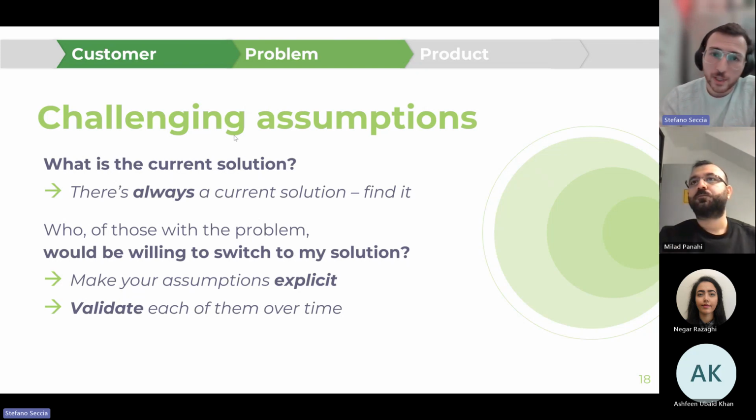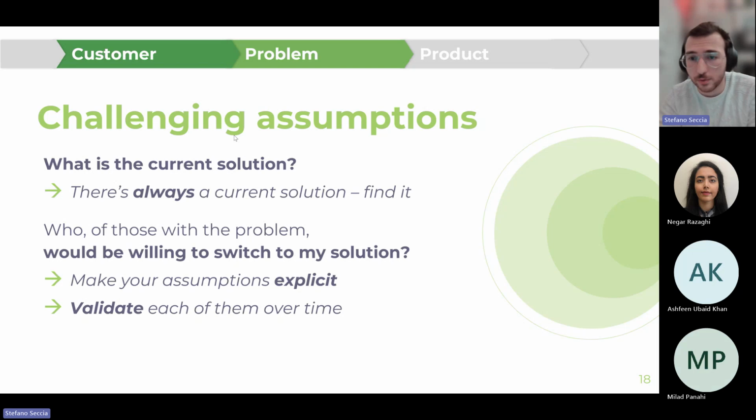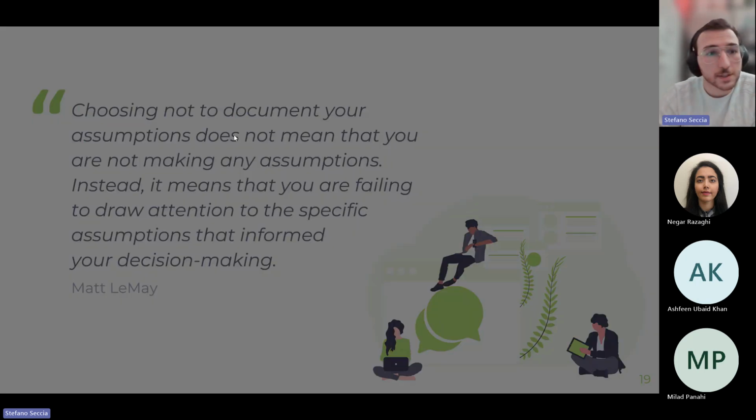Also, imagine that you are right, there is a problem to solve. Who of those with the problem would be willing to switch to my solution? Or better, who could be bothered to leave their current solution and adopt yours? These are all questions that are very fundamental, they are common sense, but they need to be made explicit, because not doing so might risk ignoring them. And they need to be validated, but you probably already know how as you're scientists.